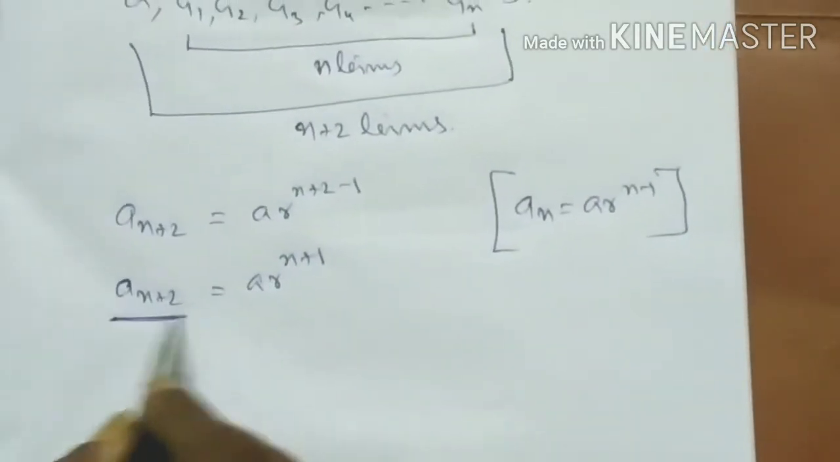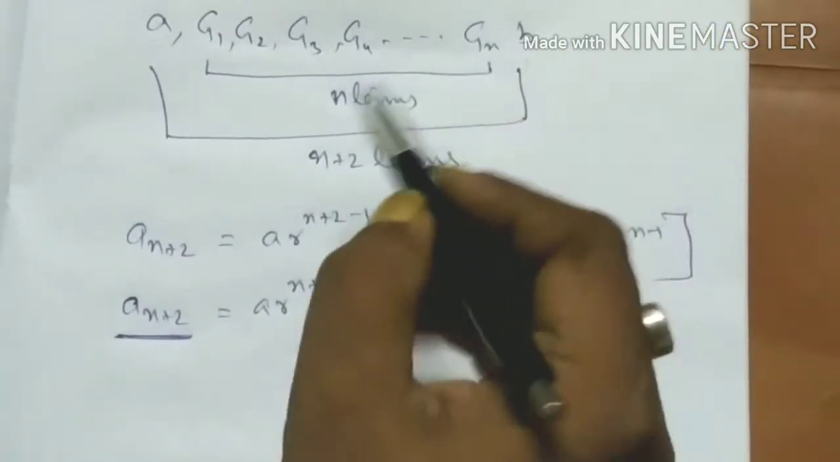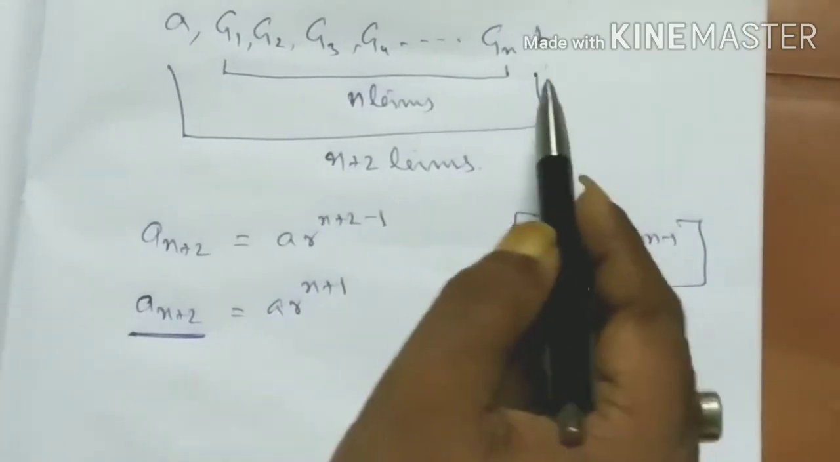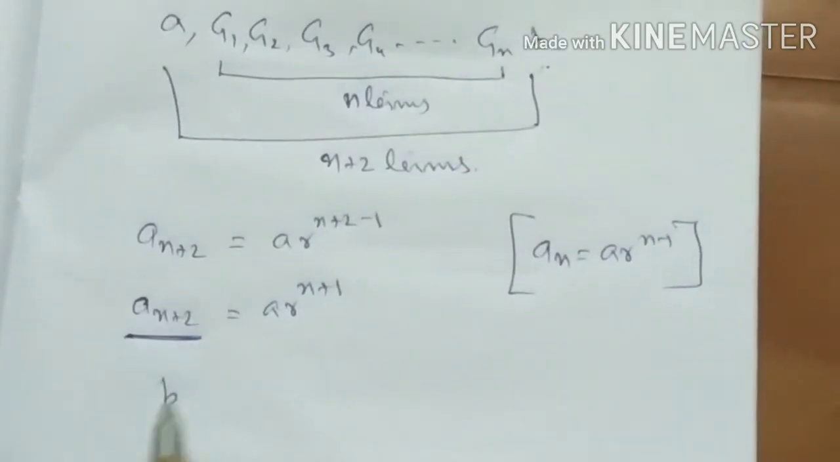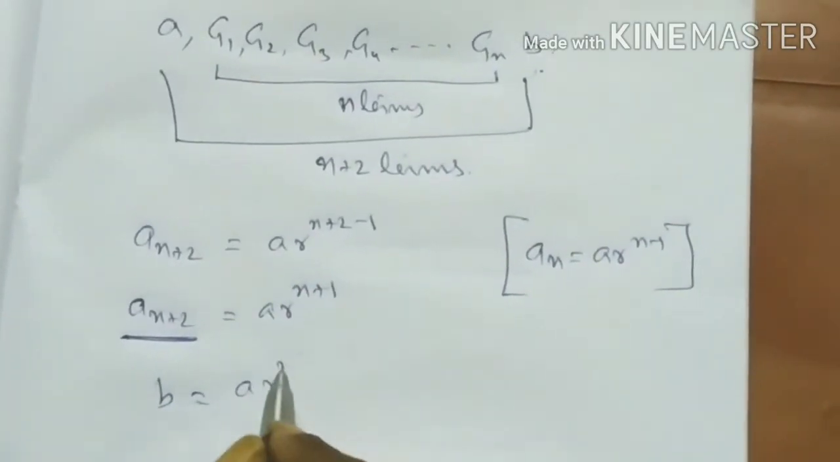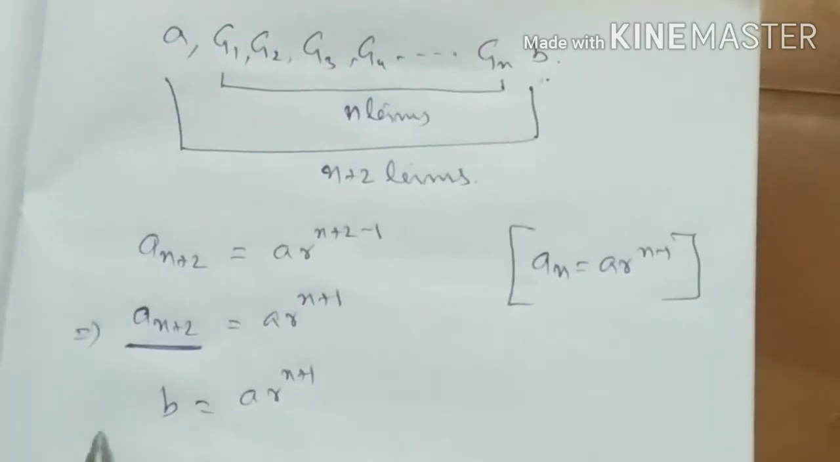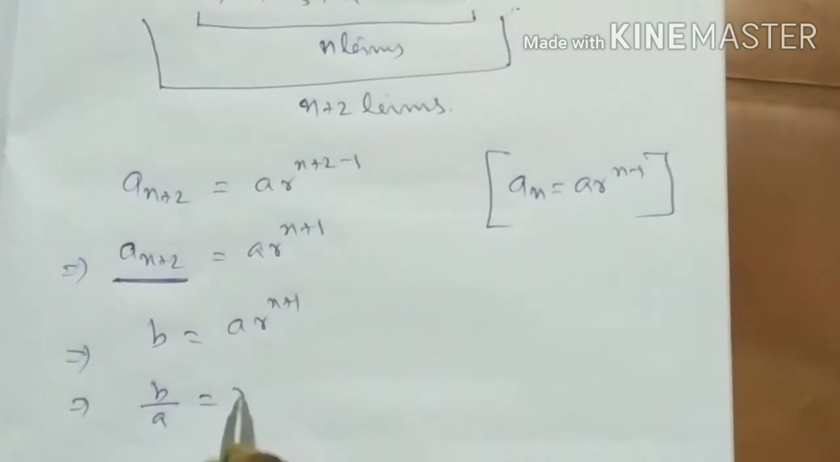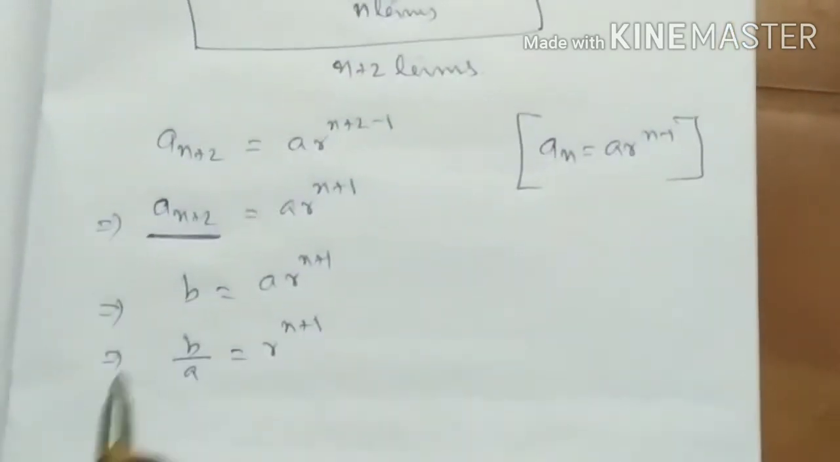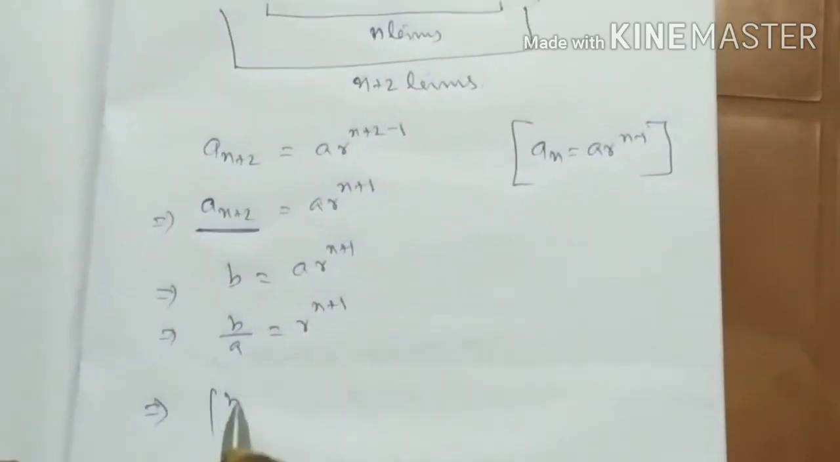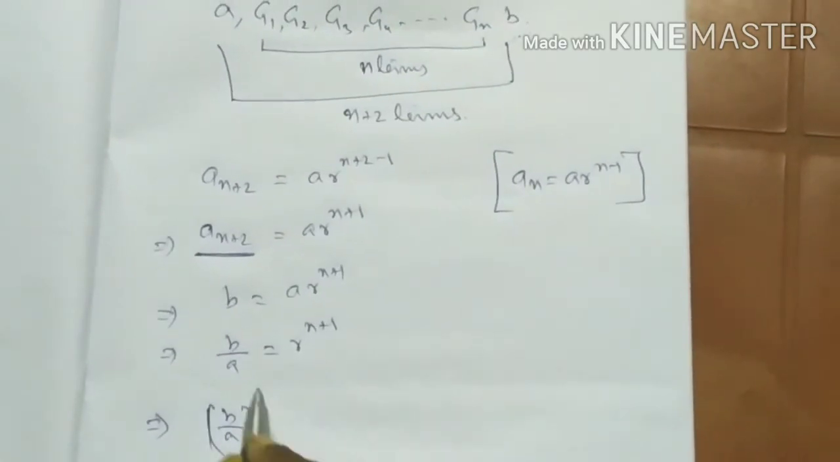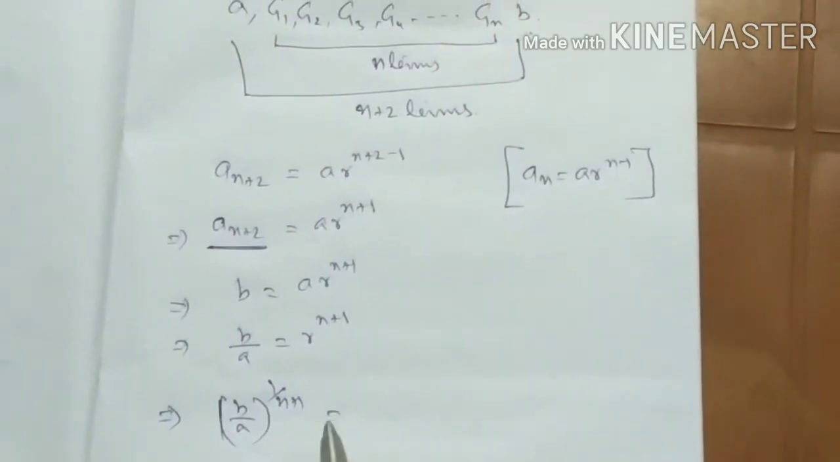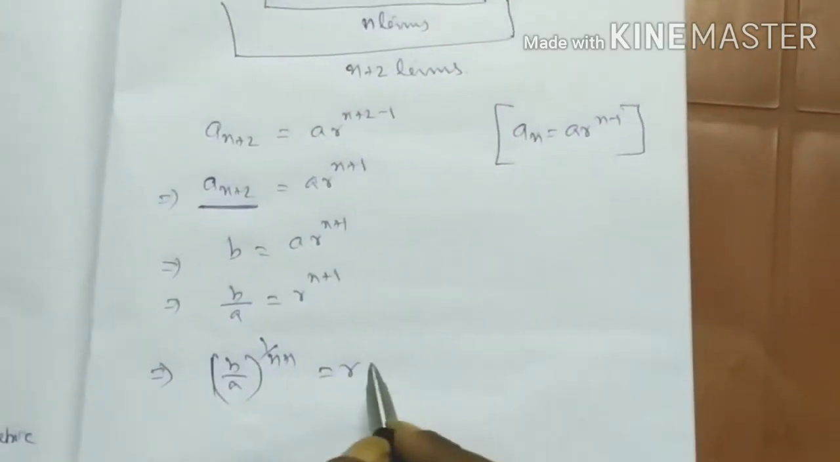Now this (n+2)th term is your B. So B is equal to A r to the power of n+1. Now B by A is equal to r to the power of n+1. So (B by A) to the whole power 1 by (n+1) is equal to r. This is your common ratio.